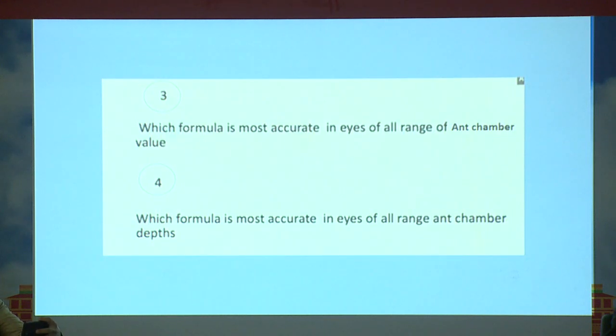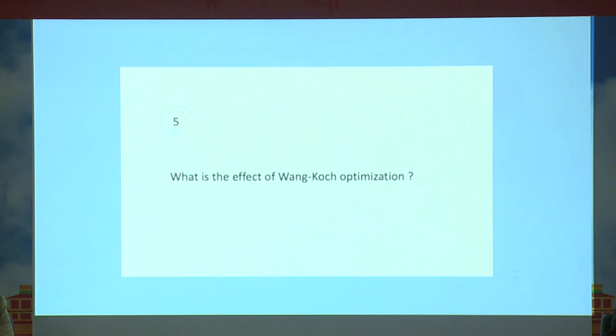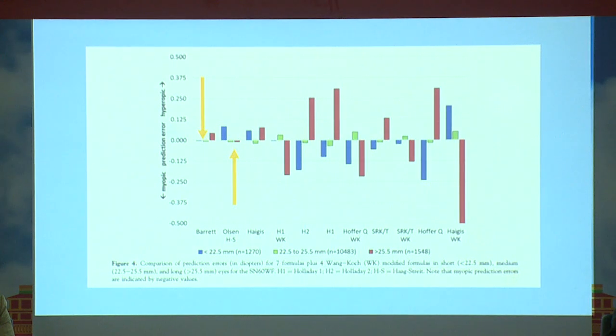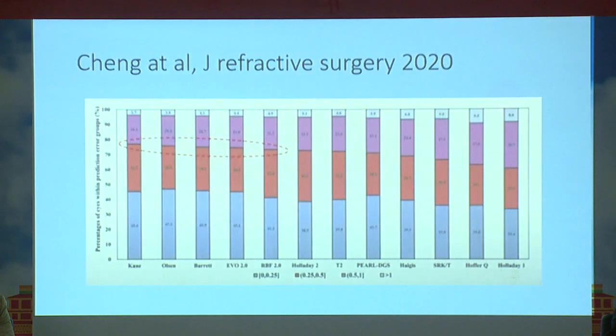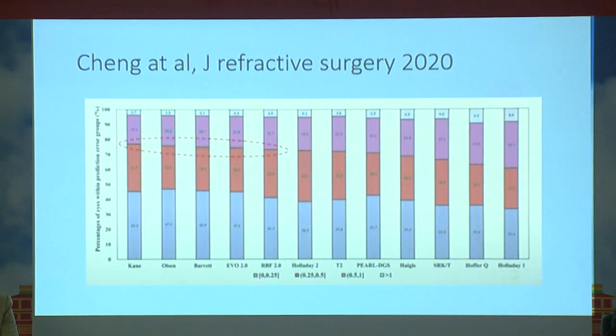Which formula is more accurate in eyes with all ranges of anterior chamber depth? Here again, the Hoffer Q, Haigis and Barrett are better than other formulas. And what is the effect of lens constant optimization? Here again, Barrett and Olsen are better than other formulas. Now, there is recently another study by Chang et al. in the Journal of Refractive Surgery in 2020. Here again, Kane, Olsen, Barrett and EVO are better than the other formulas.